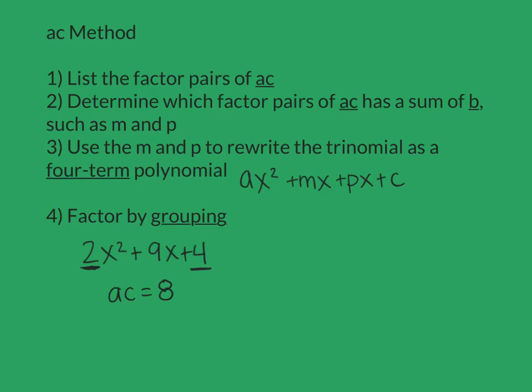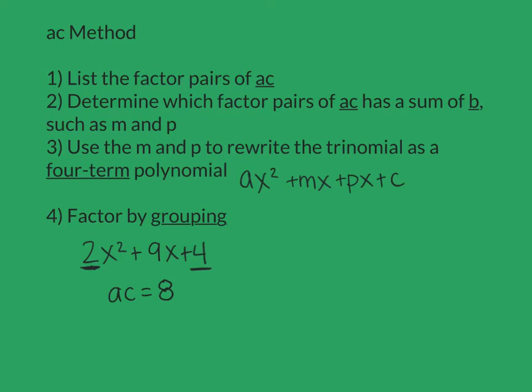So what I'm going to be doing is looking now on step 1, list the factor pairs of AC. So I'm going to be thinking of what numbers multiply to equal 8, and then step 2, determine which factor pair of AC has a sum of B. So I'm thinking of what numbers multiply to equal 8 and add to equal 9. So thinking of the numbers that multiply to 8, 1 times 8, that equals 8. So I'm going to check to see if I add those, will it equal this 9? 1 plus 8, yeah, that equals 9. So I know that the two numbers I'm going to use are 1 and 8.